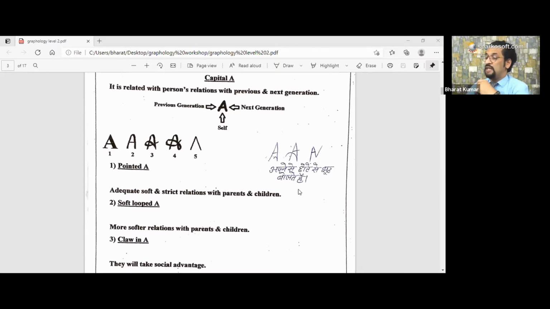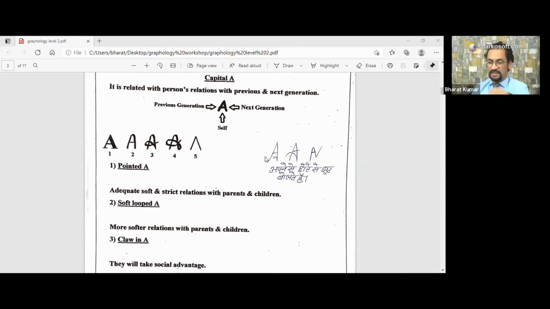If the writing hook is present on the right hand side, the right hand side represents your juniors, your children, meaning you will lie to your youngers. If the same hook is present on the left hand side, then you will lie to your elders. अपने से बड़ों से झूठ बोलोगे आप.